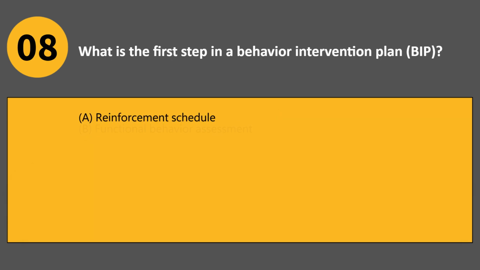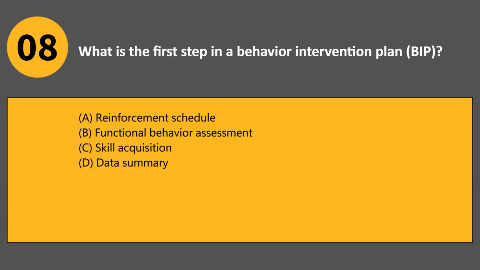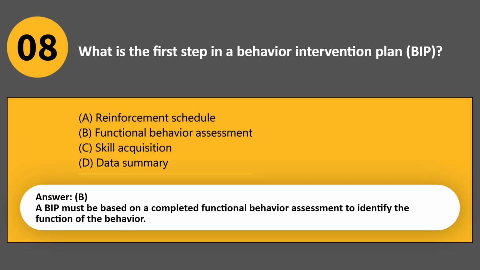What is the first step in a behavior intervention plan, BIP? A. Reinforcement schedule. B. Functional behavior assessment. C. Skill acquisition. D. Data summary. Answer: B. A BIP must be based on a completed functional behavior assessment to identify the function of the behavior.